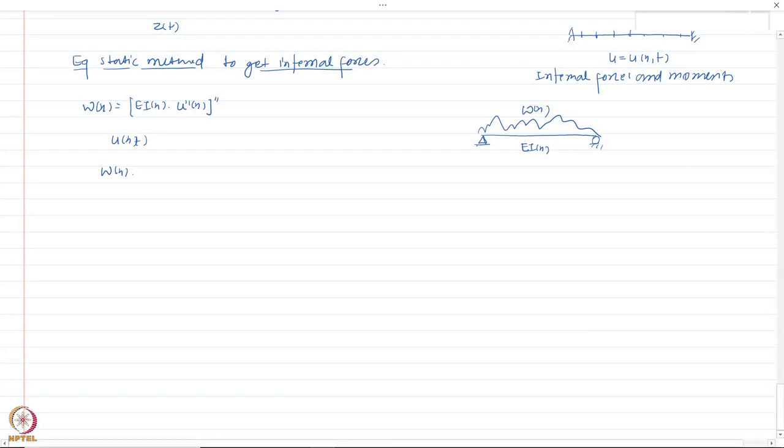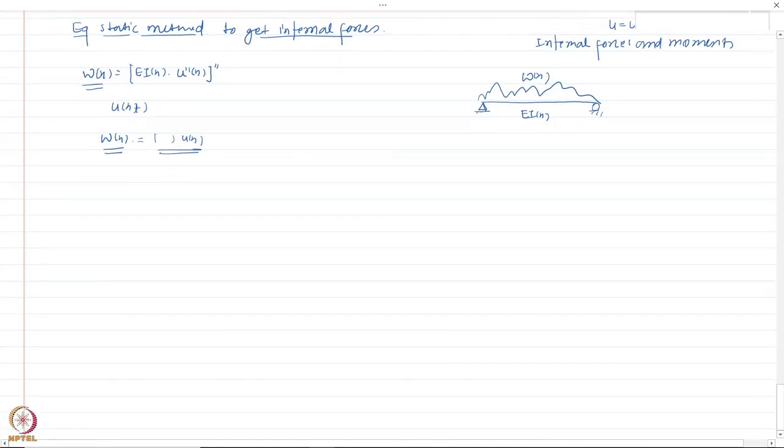So equivalent to static analysis, you do the dynamic analysis, you find out the deformation at each and every point, or sorry, each and every time instance. Once you find out, then at any particular time instance, you apply an external force and do the static analysis of the system, to get the internal forces. And this external force is nothing but it would be a function of the stiffness component times the dynamic deformation, which in this case basically this external force is this here.